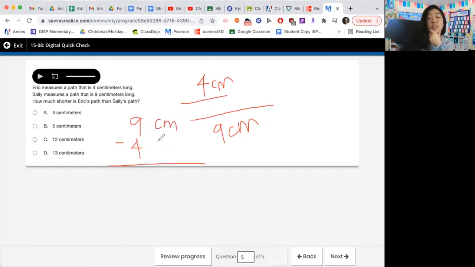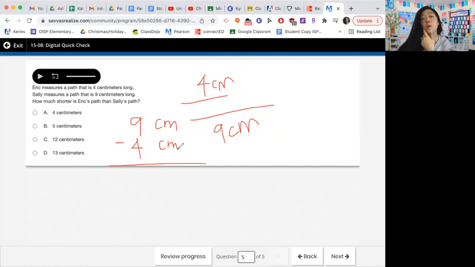So you're going to be subtracting. It's kind of like saying you have 9 Pokemon cards and your friend has 4 Pokemon cards. How many more Pokemon cards does your friend have? Very good. 5 centimeters.